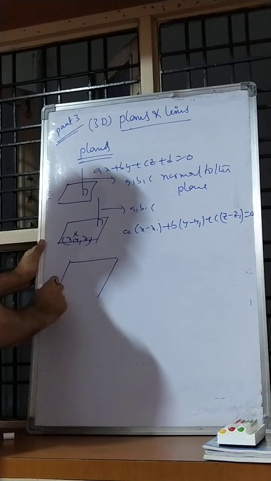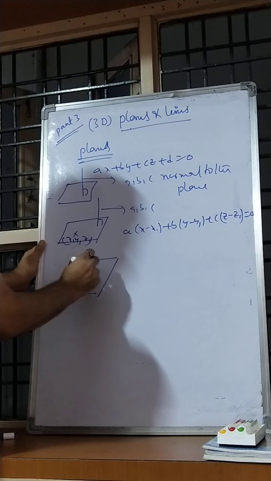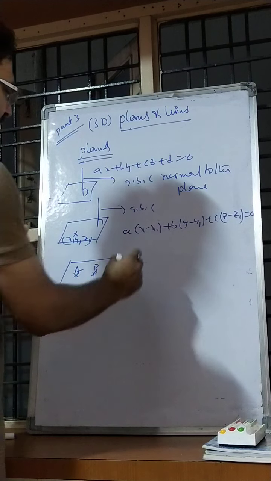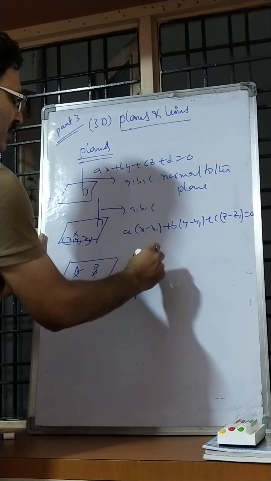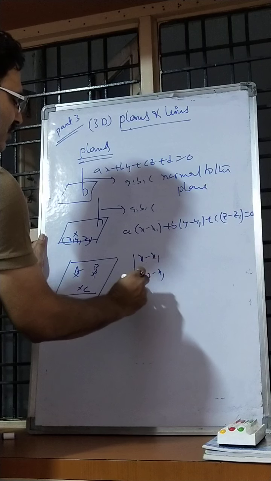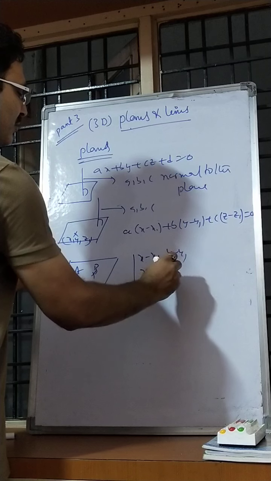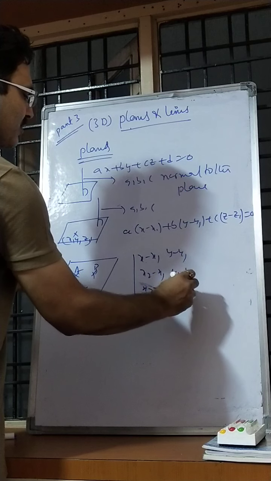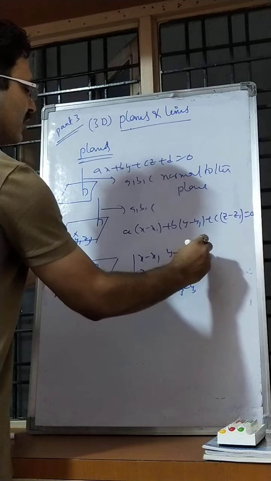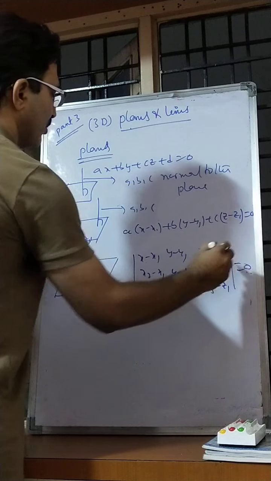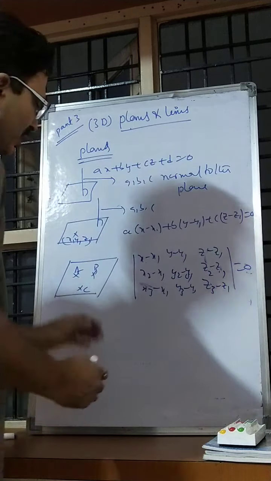Another one here: suppose a plane is passing through 3 points, (x1, y1, z1), (x2, y2, z2), (x3, y3, z3), then you can go with this one: the determinant with rows x - x1, x2 - x1, x3 - x1; y - y1, y2 - y1, y3 - y1; z - z1, z2 - z1, z3 - z1, equal to 0. By using this you can write.